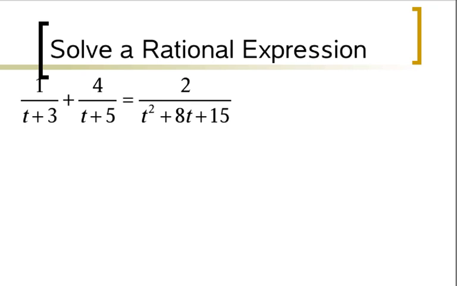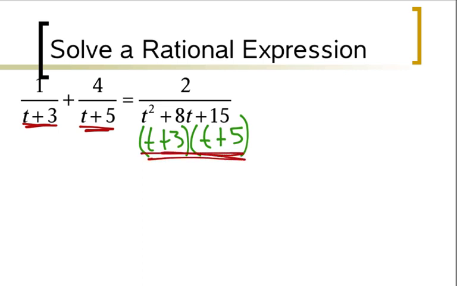Now, first thing again we want to do is find our common denominators, and it just so happens that if I factor this last fraction, it turns out to be t plus 3 times t plus 5, and you can check that using magic x. And so what you can see is that this fraction, to have a common denominator, needs a t plus 3. This one needs a t plus 5. So the common denominator is this last denominator over here. So that means I want to multiply each fraction by t plus 3 times t plus 5.